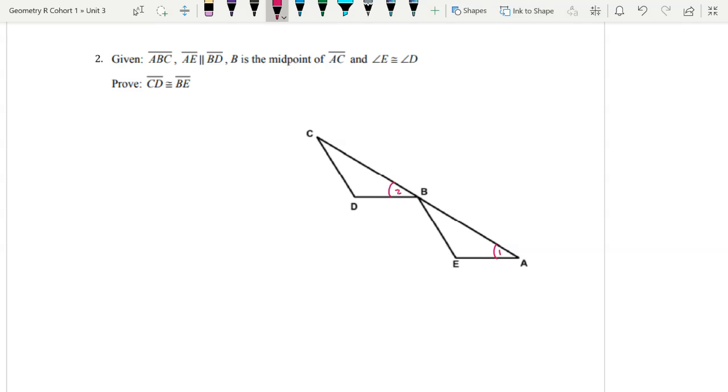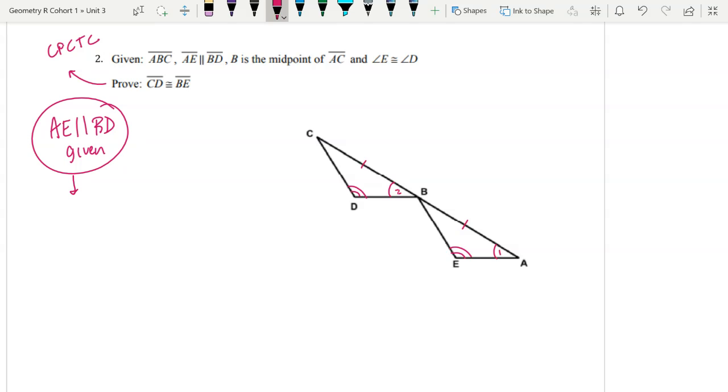And then it says B is the midpoint of AC, so BC and AB are the same, and angles E and D are the same. So that gives us an angle side proof. Now it wants us to prove CD is congruent to BE. This statement alone tells us it's a CPCTC proof. So let's start building our proof. AE parallel to BD, that was given. What did that tell us? It told us angle 1 is congruent to angle 2 because they are corresponding angles.